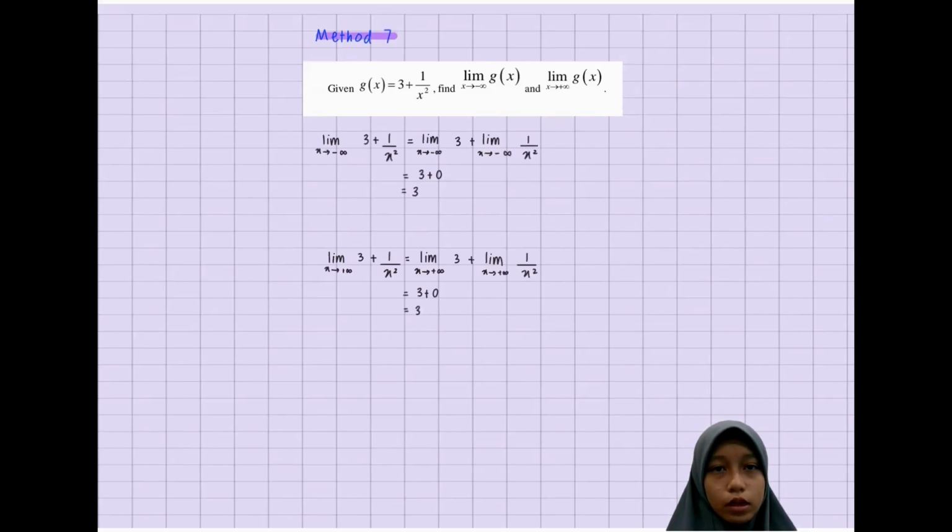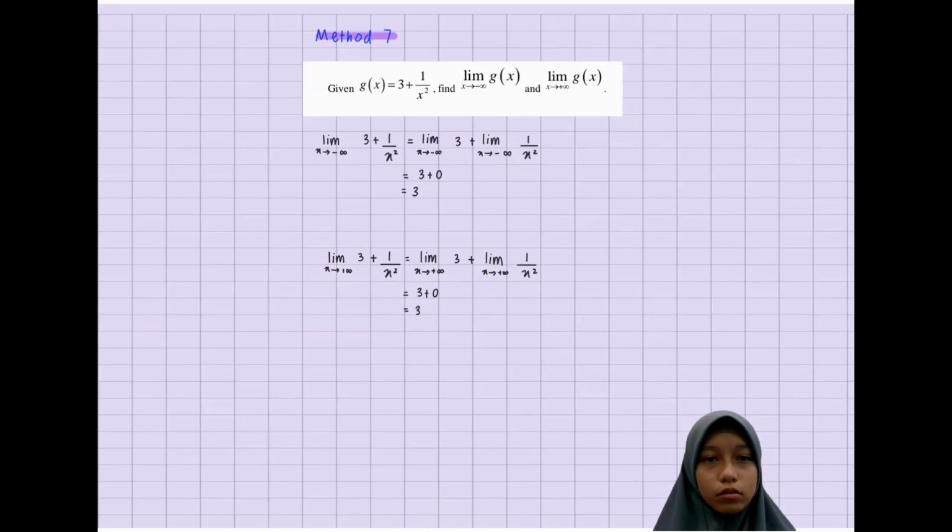The limit of 3 plus 1 over x squared when x approaches negative infinity. We will apply the properties of limit, where we will separate the 3 and 1 over x squared. So the 3 will remain 3. The limit of 3 when x approaches negative infinity will remain 3, as property number 1. Plus the limit of 1 over x squared when x approaches negative infinity, we will get 0. Everything that is divided by infinity will get 0, as method 7 stated.